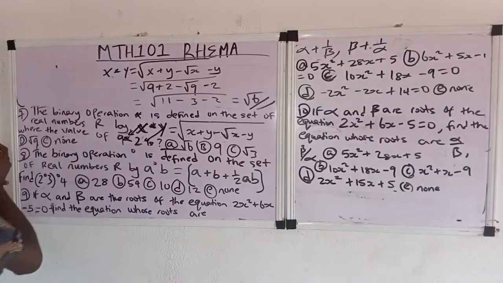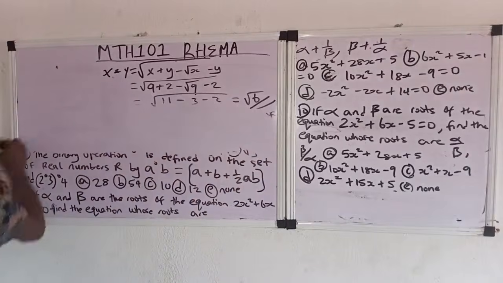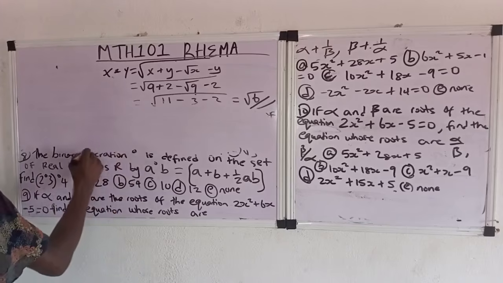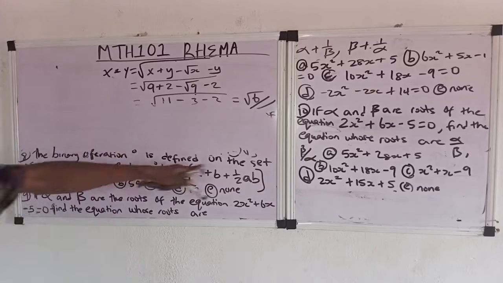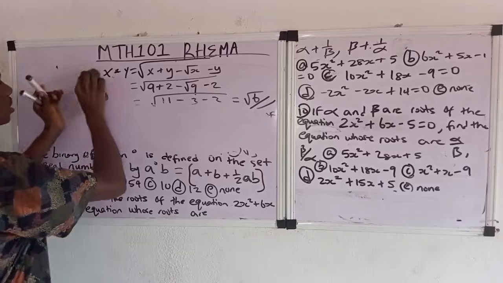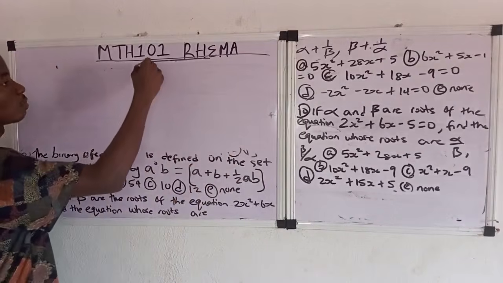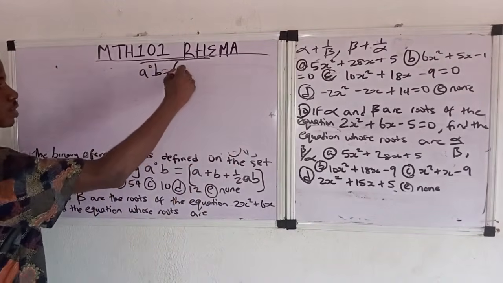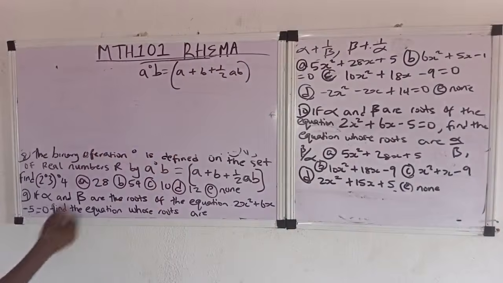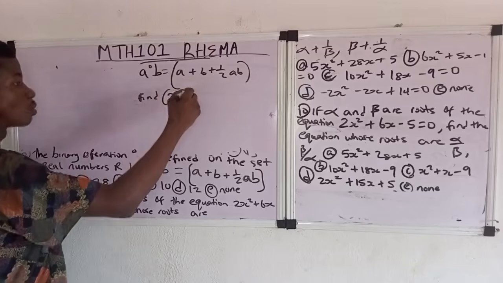Now let's move to the next. The next question is question 8. Question 8 is still under binary operation. They said the binary operation is defined on the set of real numbers by A operation B is equal to A plus B plus half AB. They said find 2 operation 3 then operation 4.